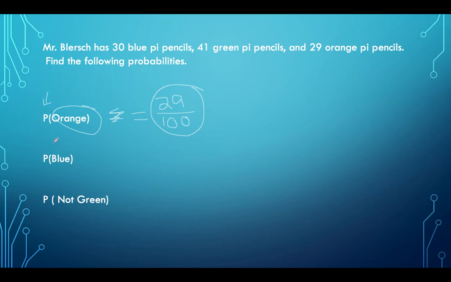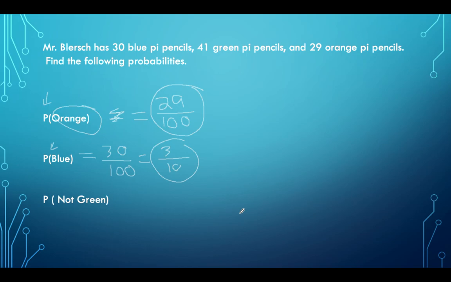Probability of getting a blue pencil. Well, there's 30 blue pencils. There's still 100 total. Well, you can simplify that. 10 goes into both of them, so you can get 3 over 10. That's probability of getting a blue pencil.